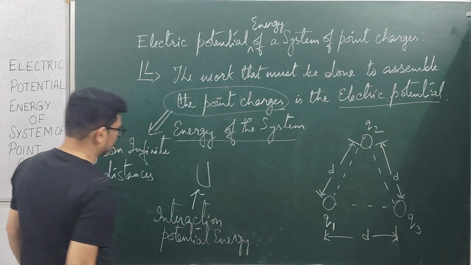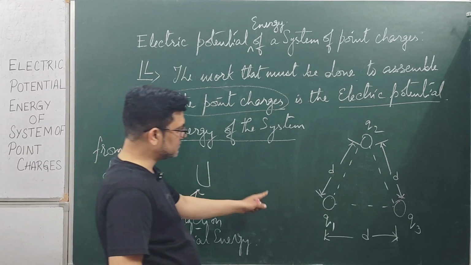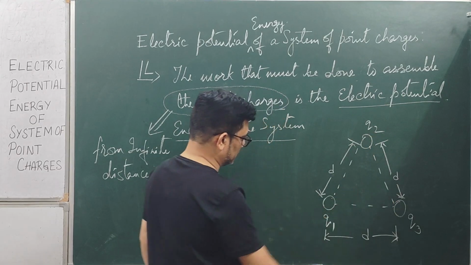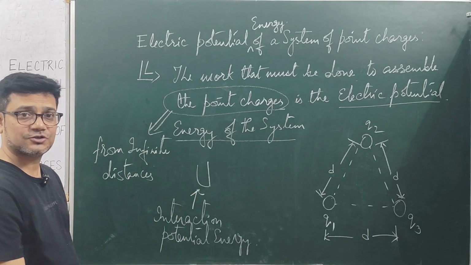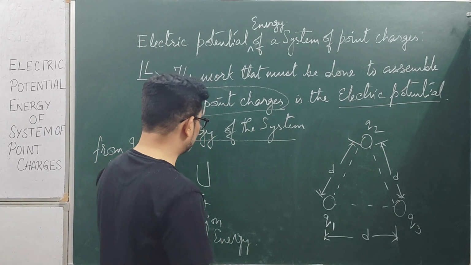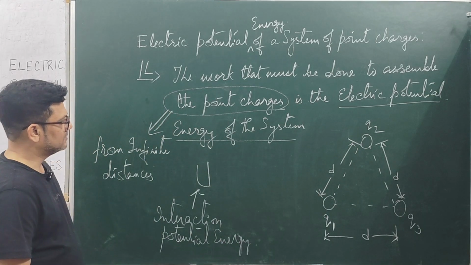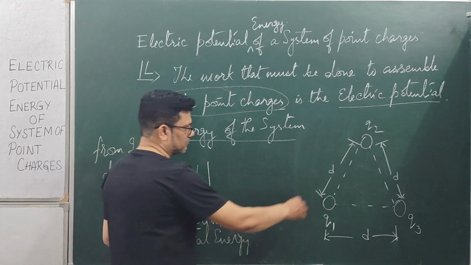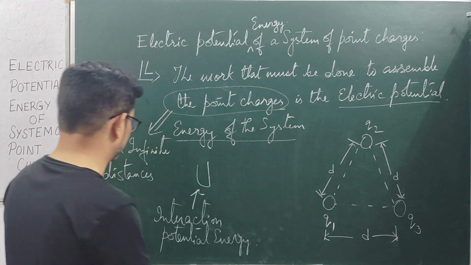Let me walk you through again. From infinite distances, you have brought these three charges and placed them in the form of a triangle, wherein the distance between the three fixed charges is the same. The forces you used are unknown, but we want to know U of this system, the potential energy, or interaction potential energy. All those charges are interacting. We have learned for two point charges, now we have three point charges.